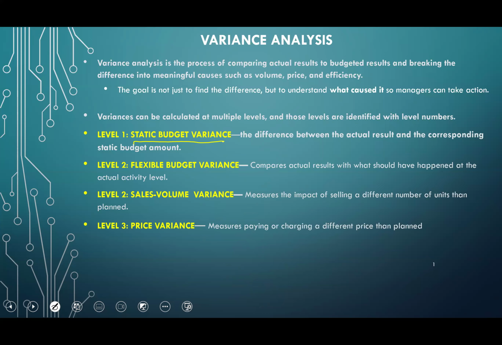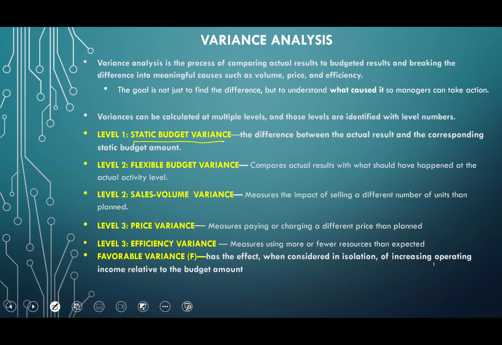When we go to level 3, we expand from output analysis, which considers the number of units, to input analysis, where we start talking about prices of raw material and labor. In level 3, we typically calculate two variances: price variance and efficiency variance.